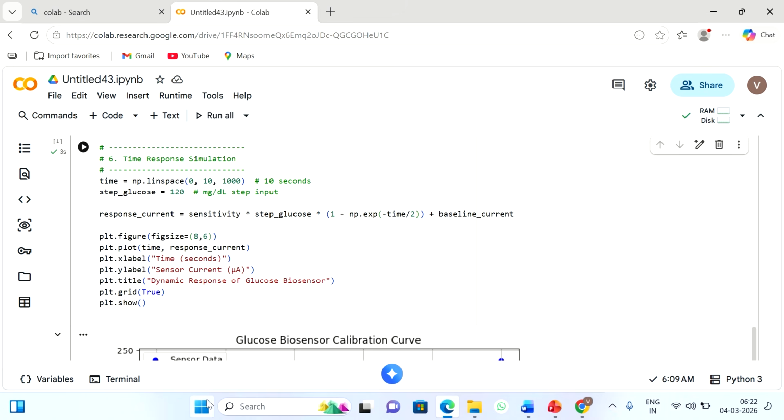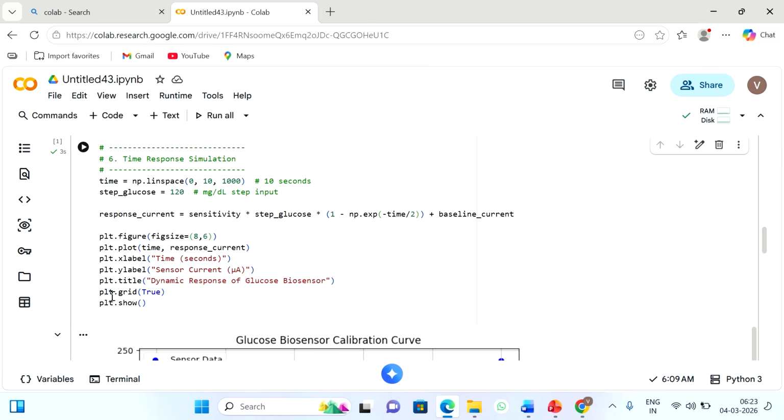Time constant equal to 2 seconds. This tau is equal to 2 seconds. Then gradual stabilization. Real biosensors do not respond immediately. Then the final plot shows time in seconds with current in microampere. You will observe an exponential rise and then steady state after a few seconds.